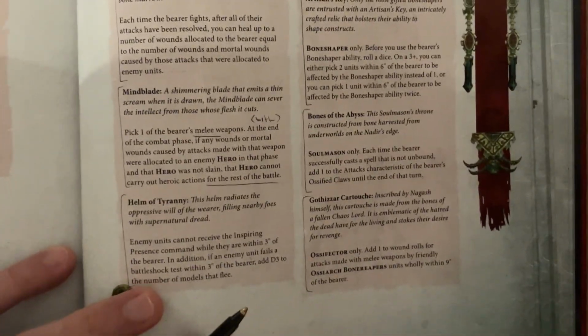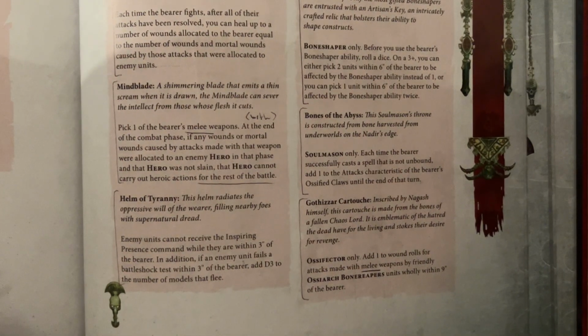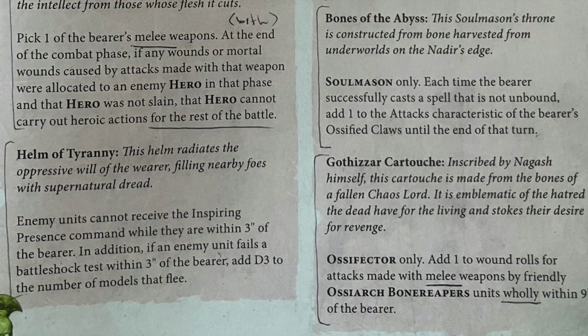All right, Gothazar Cartouche. This is for the new guy, the Ossifactor. Add 1 to wound rolls for attacks made with melee weapons by friendly Ossiarch Bone Reaper units wholly within 9 inches of the bearer. How is this not the obvious choice that you take every single time? It affects your whole army. I thought for sure with the Gothazar name it was only going to be something for them, which would have been cool if you like those units. I don't know how good they are. How is this not the obvious choice out of all of these artifacts?